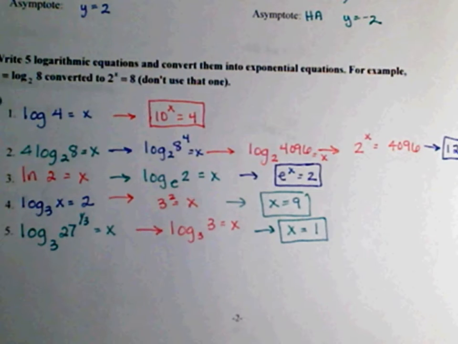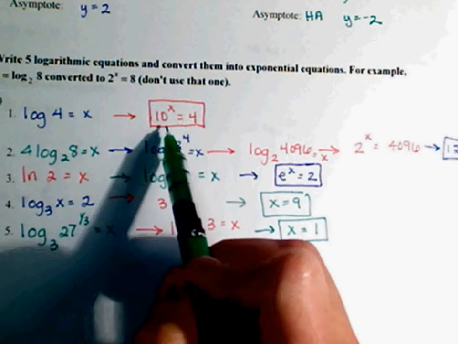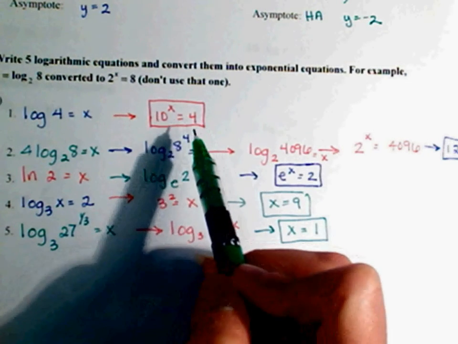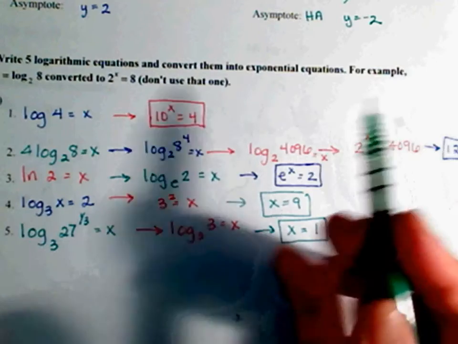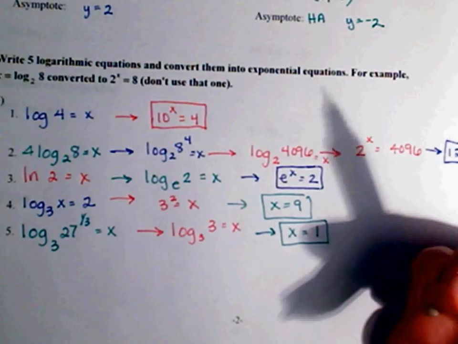Okay? So here are different scenarios. Keep in mind, if you don't have a base, what is that base every single time? 10. So make sure you know that. Okay? So I just rewrote it as 10 to the x is equal to 4. And if you really want to solve for it, you can, but it says give it as an exponential.